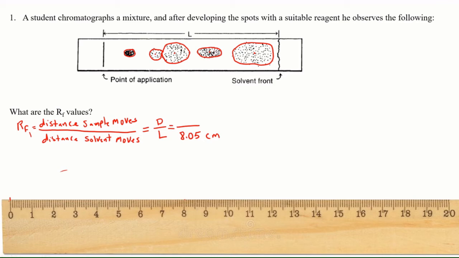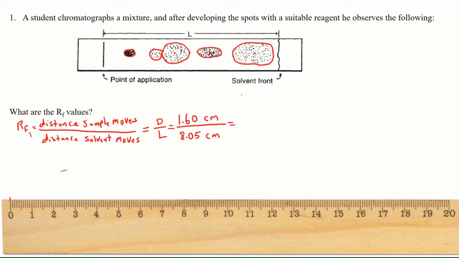Okay, next I would get the ruler and I would measure from the point of application to the center of the first spot. So I'm going to go from here to here. Okay, if you bring your ruler and you've measured this, you will find that this is exactly on the 1.6 line right there. If it's on the 1.6 line, we're going to have to use a 0 as an estimate. So this would be 1.60 centimeter.